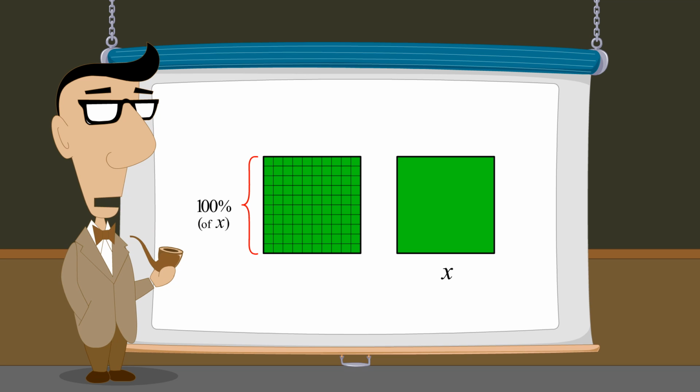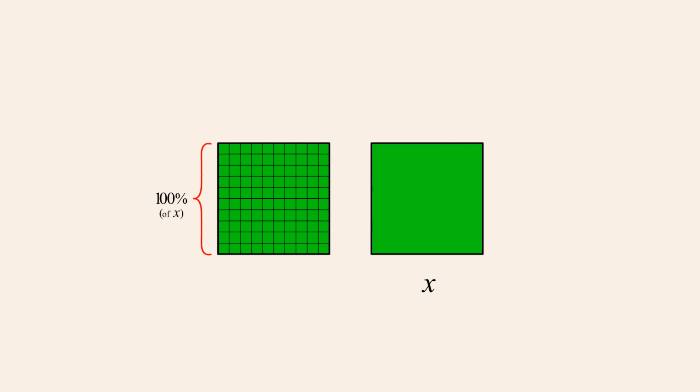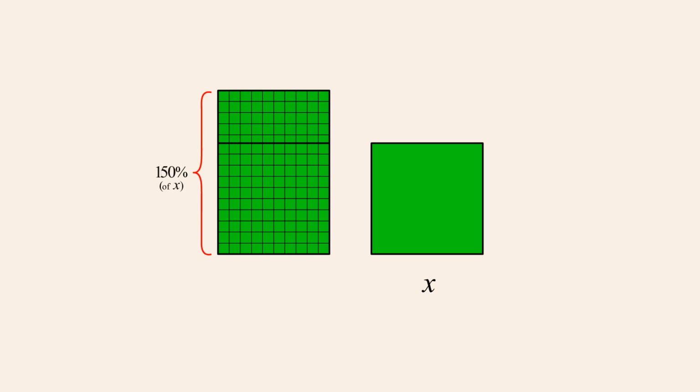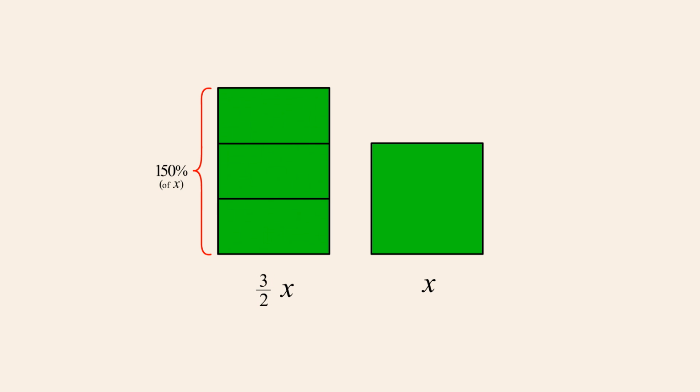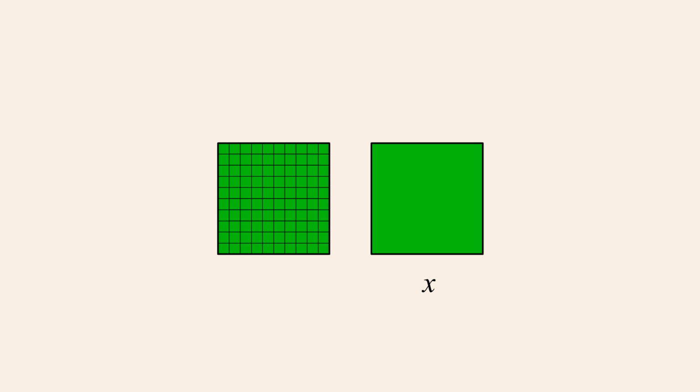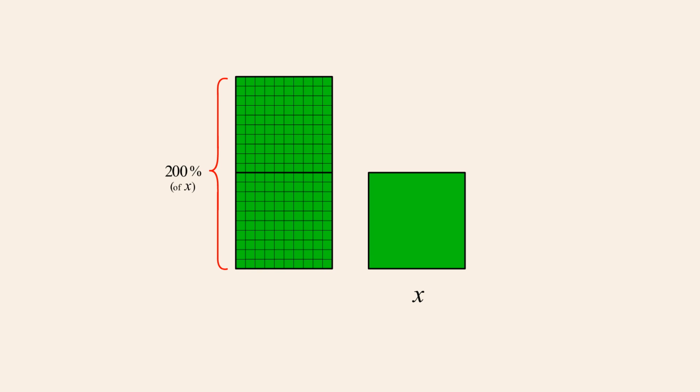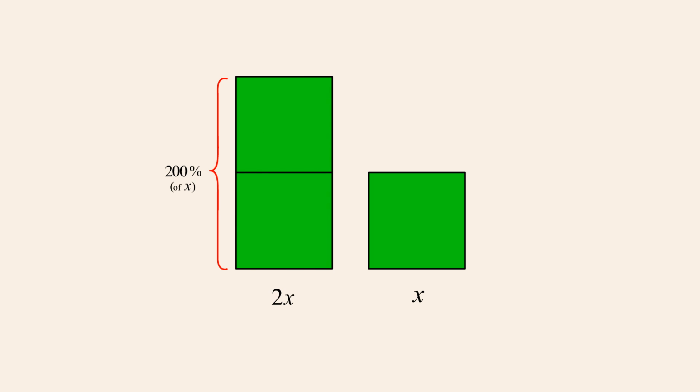Percentages can also have values greater than 100 and thus represent values greater than the original quantity x. For example, 150% of x is 150 hundredths, or 3/2 x. So 150% represents a 50% increase over the original quantity. Likewise, 200% of x is 200 hundredths, or twice x, which represents a 100% increase over the original quantity.